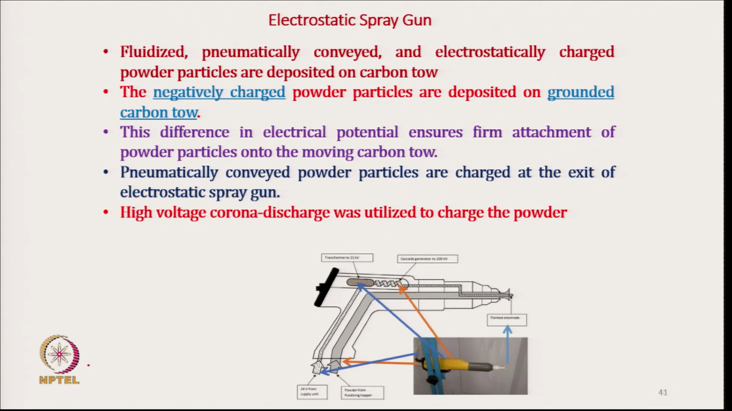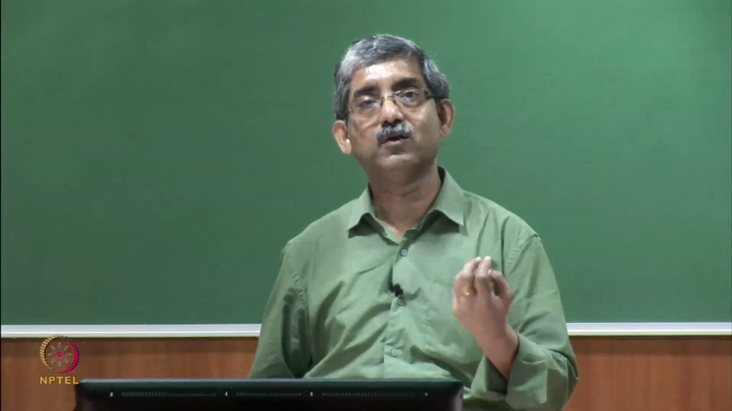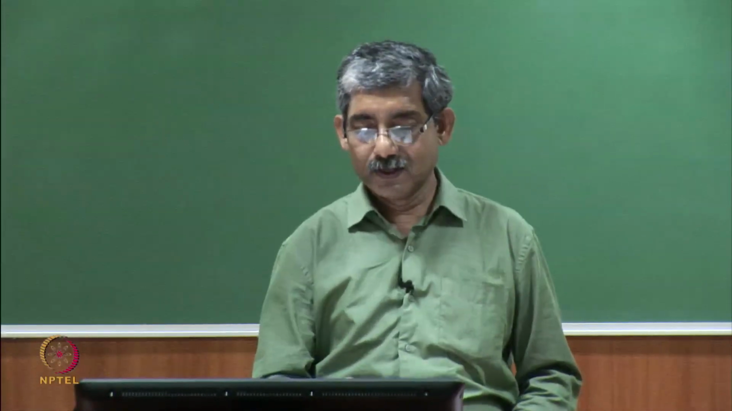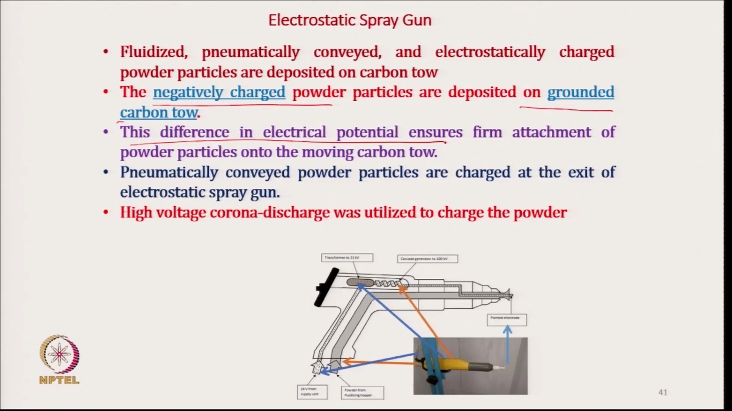So, if we see the spray gun, it generates negatively charged powder particles, which are deposited on the grounded carbon tow. Why is it grounded? Because we want it to have zero charge. This difference in electrical potential between the grounded carbon tow and the negatively charged powder helps in the deposition of the powder on the carbon tow.